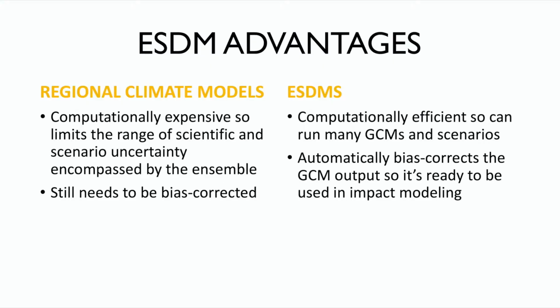But on the other hand, at this point you might be saying, well, why shouldn't everybody use an RCM? RCMs are very computationally expensive, so they can only run a few GCMs in a few scenarios. On the other hand, statistical models are very computationally efficient. You can run several tens of GCMs, 20, 30, 40 of them. You can run multiple scenarios. So if you really want to capture the full range of scientific uncertainty and scenario uncertainty, often an ESDM dataset will be able to do that for you, whereas an RCM dataset wouldn't.